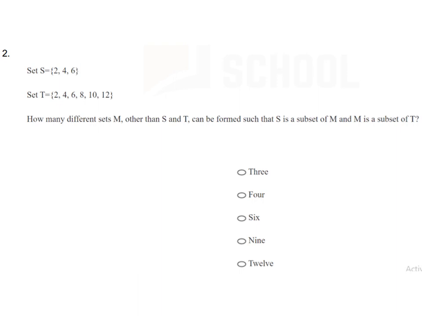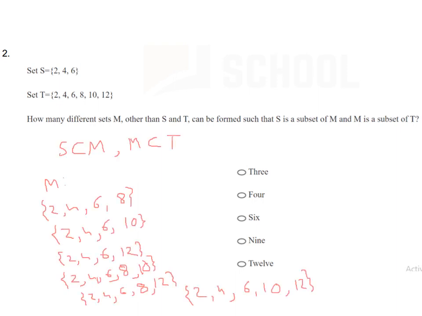In the second question, there are two sets, set S and set T. The question is, how many different sets M, other than S and T, can be formed such that S is a subset of M and M is a subset of T? Symbolically, you can see it like that. So M cannot be exactly S or T. We need to form set M from set T.